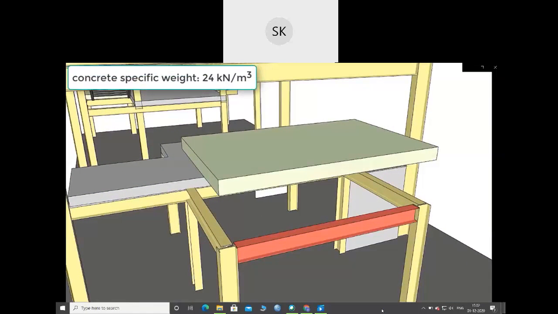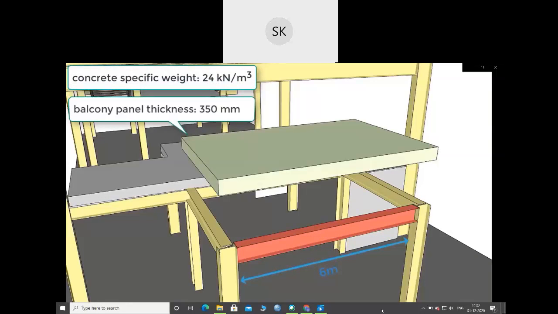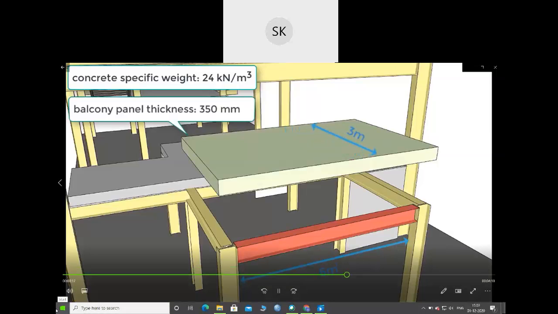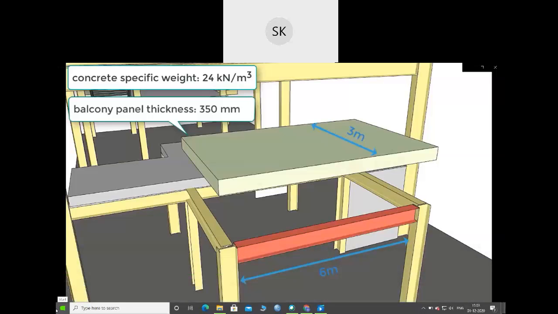A 350 millimeter thick concrete slab rests partially on the beam, which is 6 meters in length. The width of the slab is 3 meters. Since the slab rests on the beam, half of the total weight of the slab is going to be placed on the beam as a distributed load. The intensity of the distributed load is 12.6 kilonewtons per meter.